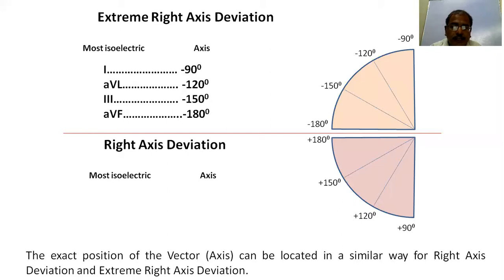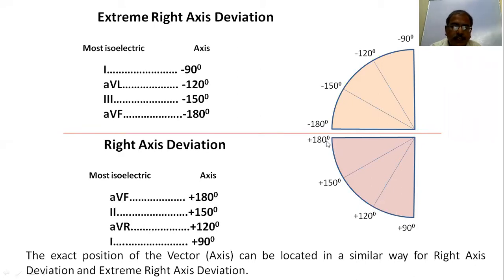Now for right axis deviation in the lowermost right quadrant. If it is in aVF, it is plus 180, lead 2, then plus 150. Similarly, aVR, then 120, lead 1 plus 90.